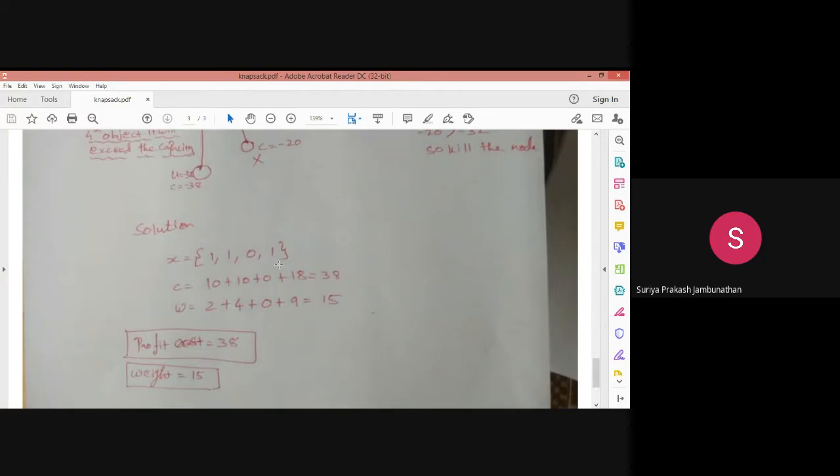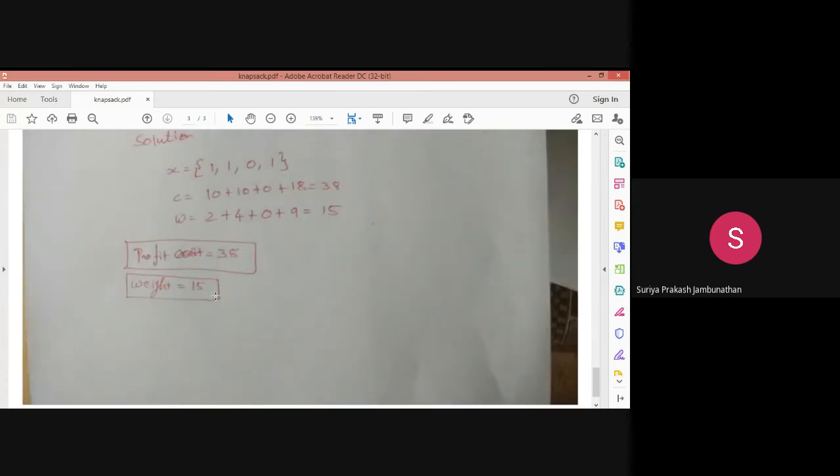So 1101 means we should not consider the third object's cost and weight. The remaining we have to write as it is. The first object cost is 10, second object cost is 10, third object cost is 0, fourth object cost is 18. So 10 plus 10 plus 18, we are getting 38. For the weight, the weight of the first object is 2, weight of the second object is 4, weight of the third object we are not considering, so we put 0, weight of the fourth object is 9. So 2 plus 4 plus 9, we are getting 15. So the total profit is 38, total weight is 15. 38 and 15 we are getting.